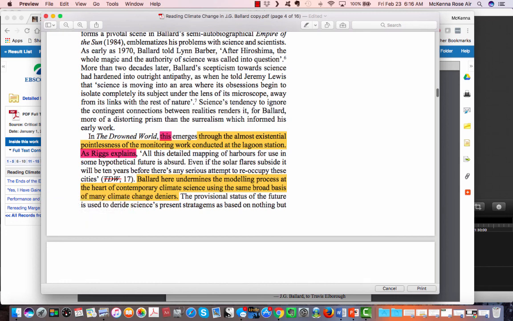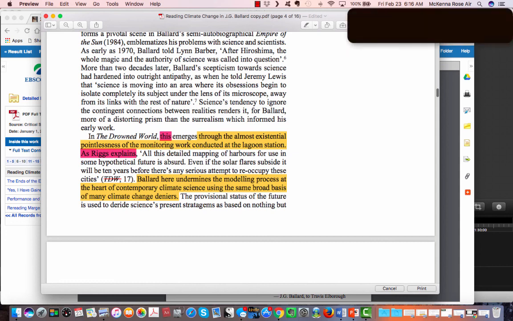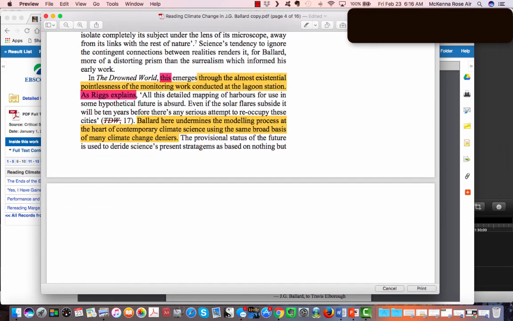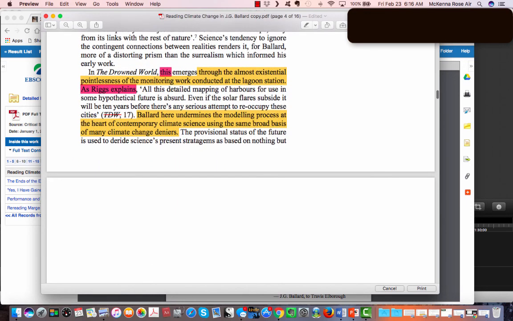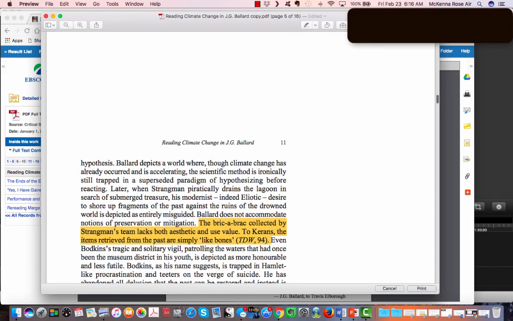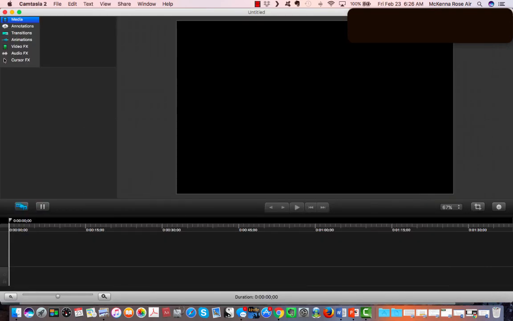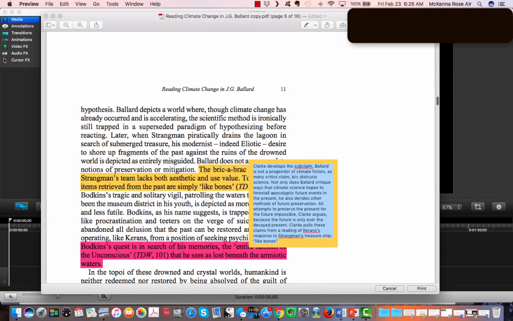He says that Ballard here undermines the modeling process at the heart of contemporary climate science, using the same broad basis of many climate change deniers. The provisional status of the future is used to deride science's present stratagems as based on nothing but hypothesis. Okay, so Clark develops the subclaim that he made. Ballard is not really the progenitor of climate fiction, as many critics claim, because he distrusts science.